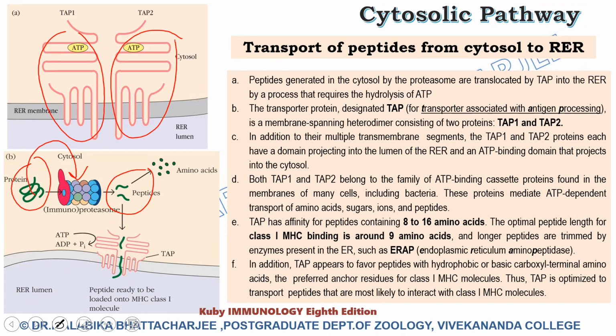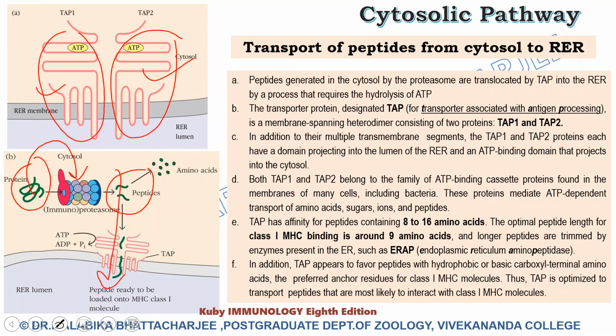So as I was saying, this TAP or the transporter associated with antigen processing is a membrane spanning heterodimer consisting of TAP1 and TAP2. And this TAP1 and TAP2 has affinities for peptides containing 8 to 16 amino acids. These peptides then enter the endoplasmic reticulum.